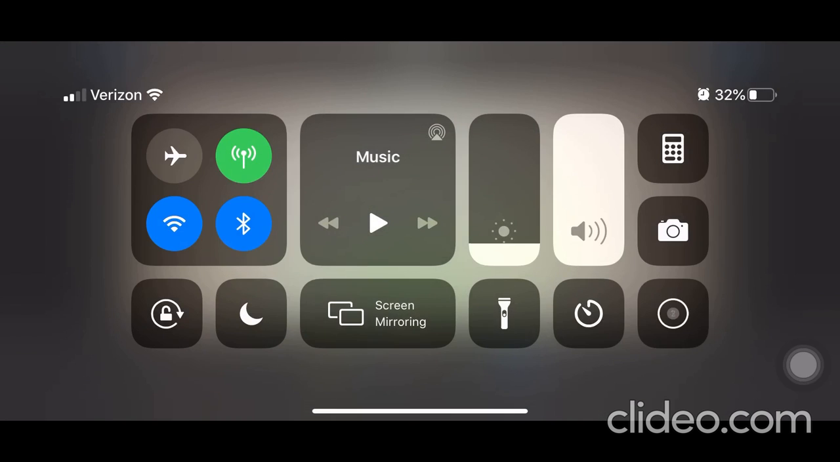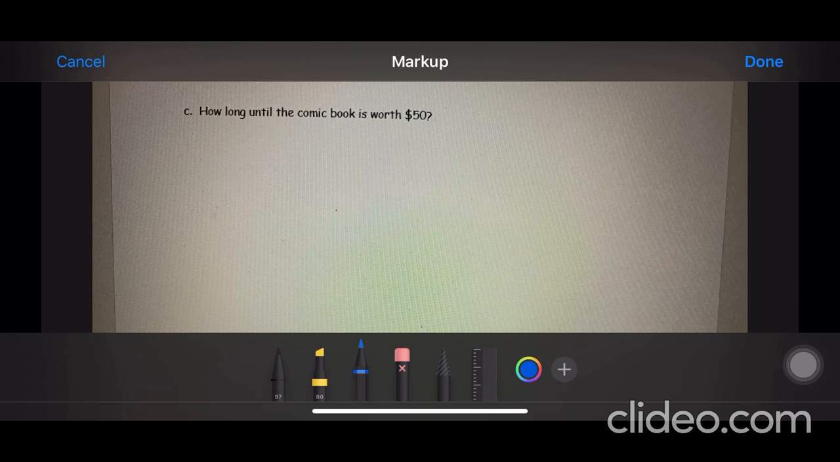Okay, I have to do one more because this is the real juicy one. So how long until the comic book is worth $50? So we have y equals 5 times 1.1 to the x power. And let's remember, 5 is how much it started with. We know 1.1 is how much it's increasing every year. And then the x is how many times we're multiplying it by, or how many years.